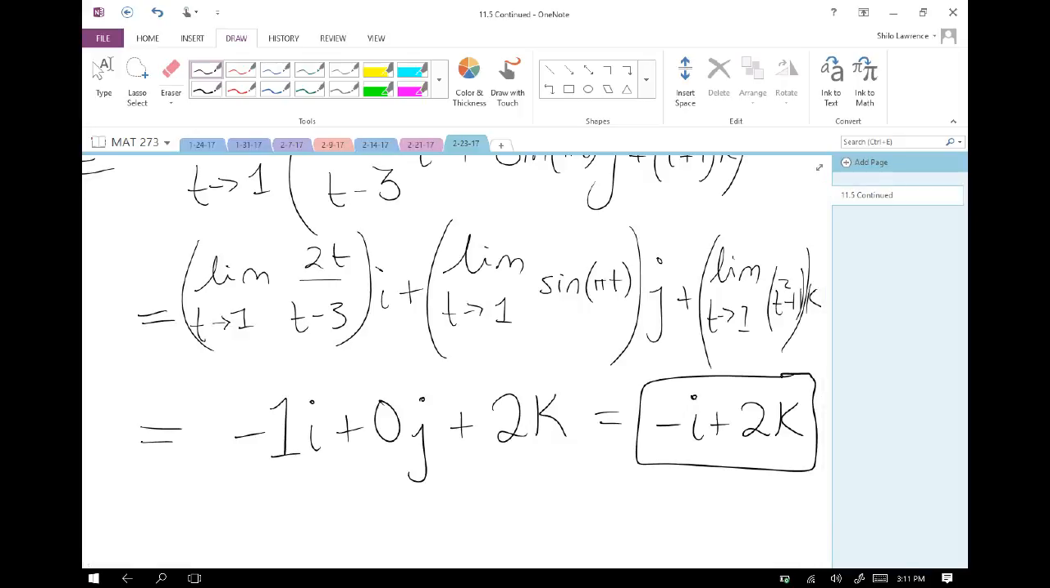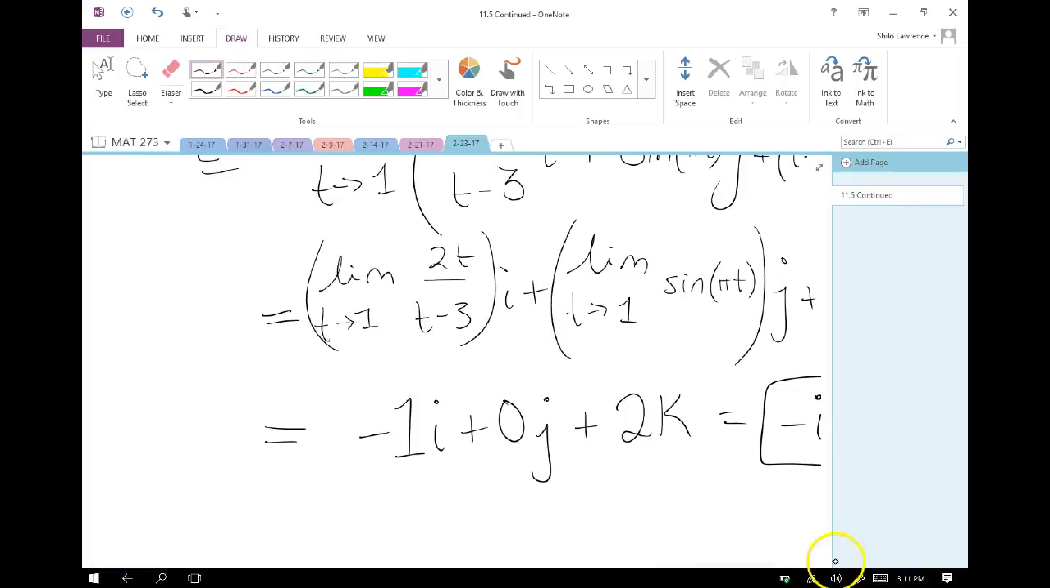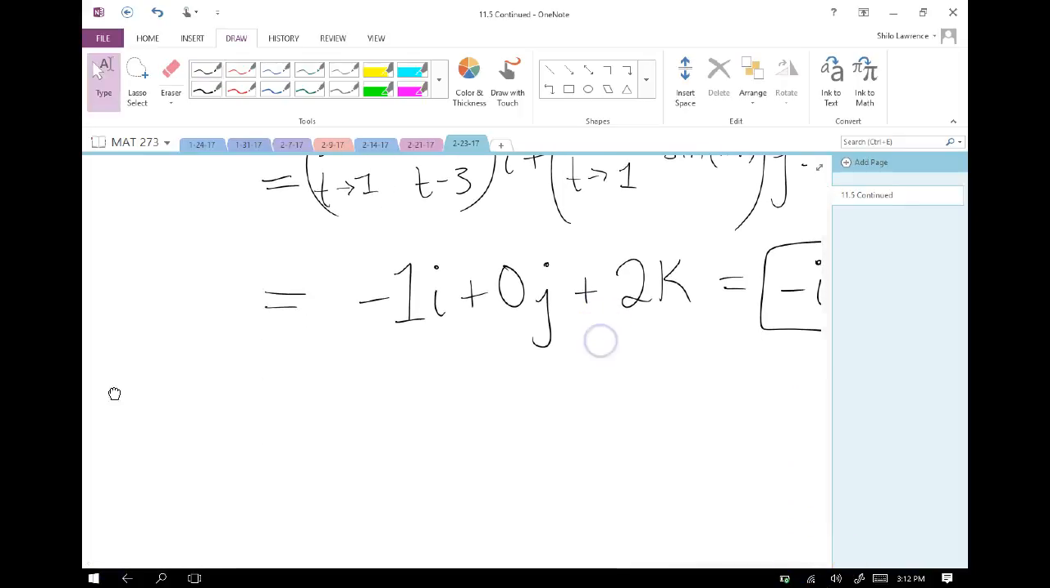When do we plug in 0? If it says the limit as t approaches 0. The limit as t approaches 0. What if we can find the limit just by plugging it in? We're going to do another one.